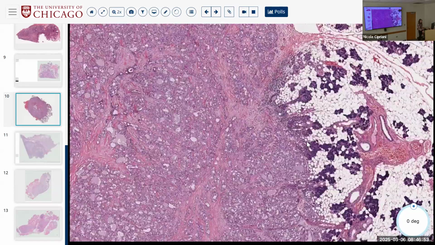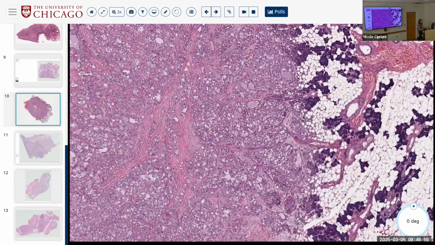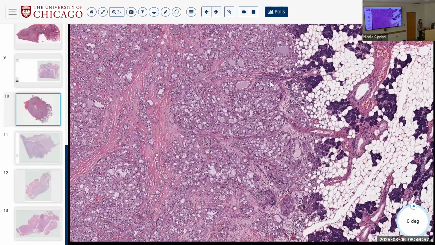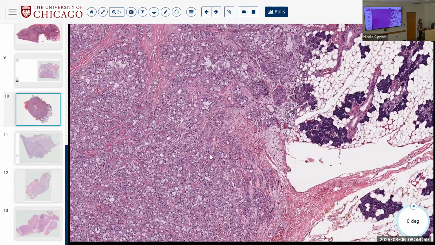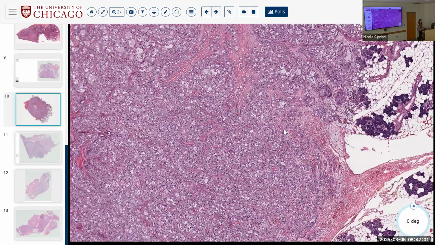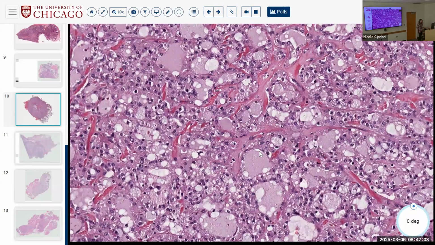Kind of a little bit of a blurry border, right? A little bit of a blurry border. Diagnosis.